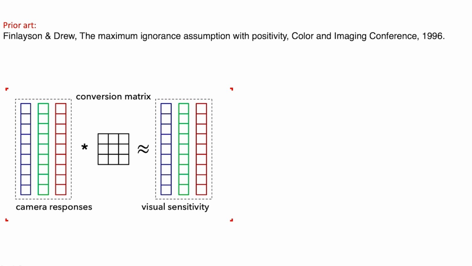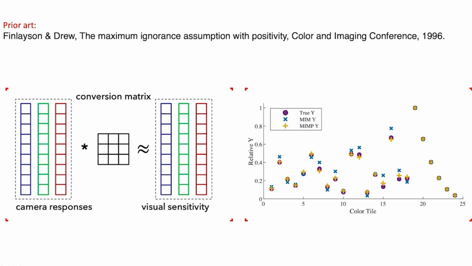And so let's see what happens if we apply this method to that Macbeth color chart from the previous slide. And we will get a prediction that looks more or less like this. So the true Y values, or luminance values, would be the ones shown with the purple circles. And the reconstruction, where we would first get the RGB values simulated and then use that 3x3 matrix that we've created in order to convert them to a predicted luminance value, is shown with the X's and pluses for the maximum ignorance method and the one with the positivity prior.